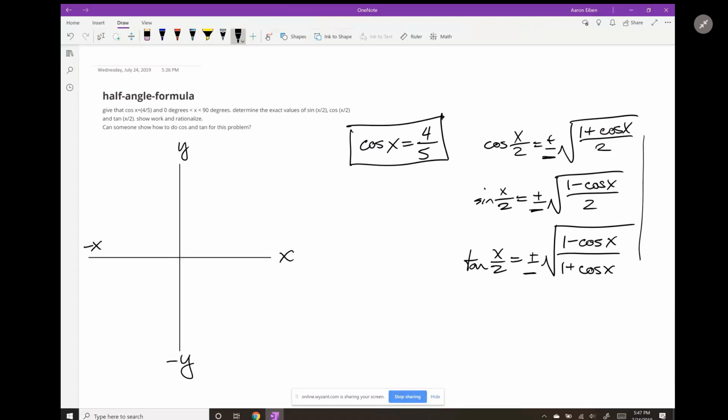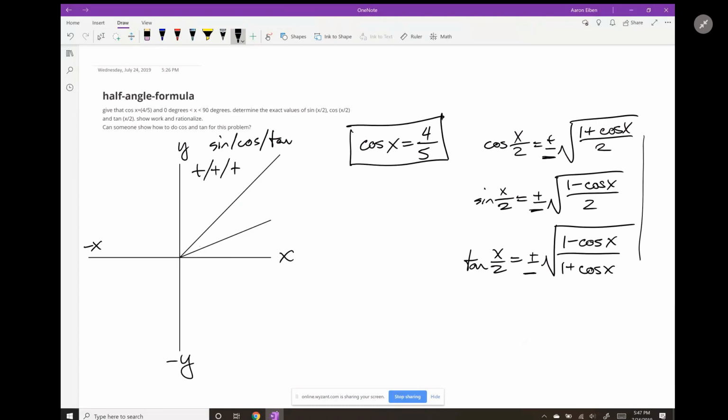We're told that the original angle x is between 0 and 90 degrees, so that puts it into the first quadrant here. And then half of that will also live in the first quadrant, like so. Now, whenever you're in the first quadrant of a graph, the sine, cosine, and tangent of an angle are always positive. So sine is positive, cosine is positive, and tangent is positive in the first quadrant. This will change in other quadrants.